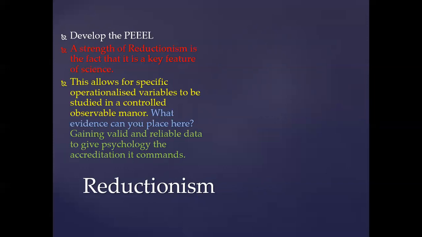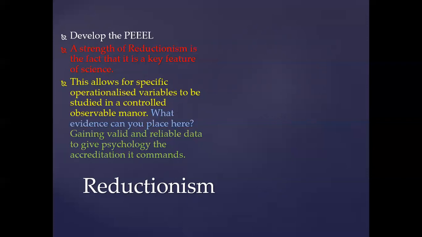Now think about it. What evidence could you place here? See if you can get some evidence from something from paper 1 that will allow you to link to these operationalized variables. Come on, Pavlov's dogs is a great example here, right? Where we have the idea operationalized food, right, and salivation, and we link in the bell. So a nice one. What this does, it's gaining validity and reliability, getting reliable data to give psychology the accreditation it commands. So because it gives us reliable, because it's replicable, that means we can test it over and over. It gives us then validity in what we're trying to say.